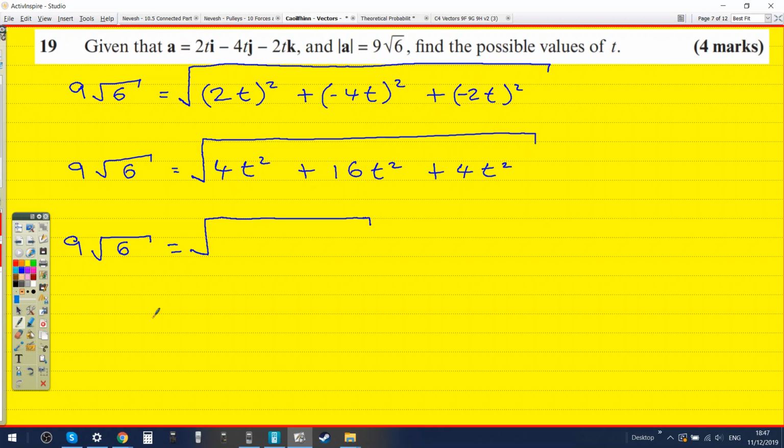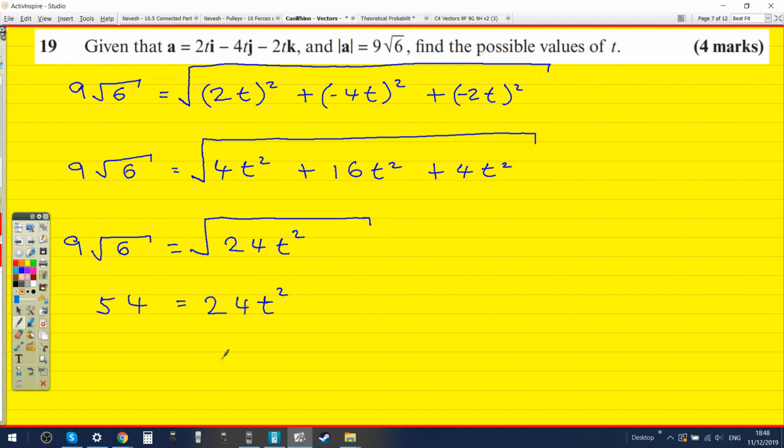So then would you do the square root of 9 root 6? And what would you get? 4.7. What is the opposite of square root? Squaring. Yes. Is 54. So 54 is equal to 24t squared.